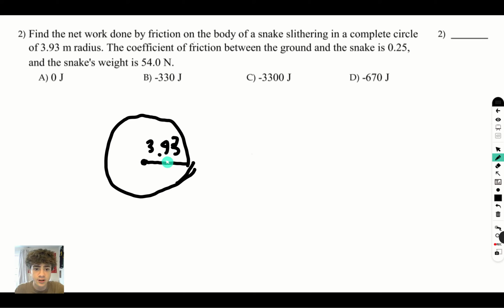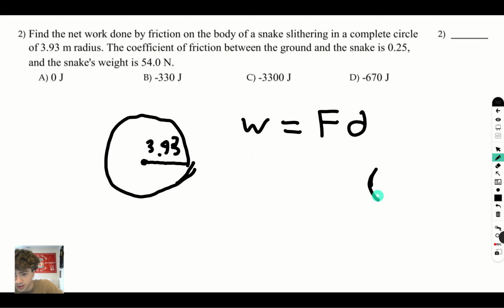So, from here, we want to use our work equation. We know that work is simply force times distance, and our distance is going to be the circumference of this circle. So let's find that first. We know that our circumference is simply 2 pi times radius, which we're given here. So let's write distance as that. We'll get 2 pi times 3.93. Now, what's left is to find the force.